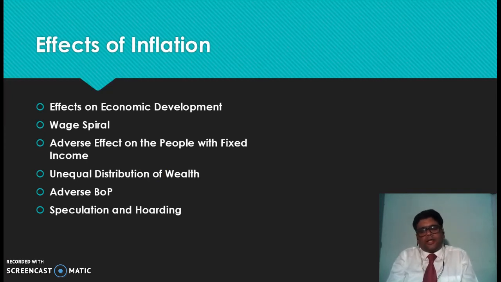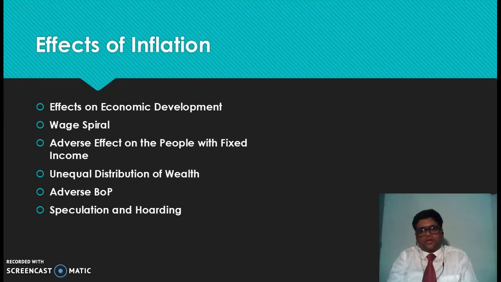Then adverse balance of payment. Due to high demand, of course, we cannot export that much. Balance of payment is the balance between export and import, and a favorable balance of payment, for a layman, is that scenario whenever there is more export and less import. But due to inflation, we cannot export that much out of the country, and that unfavorable export will give rise to an unfavorable balance of payment.